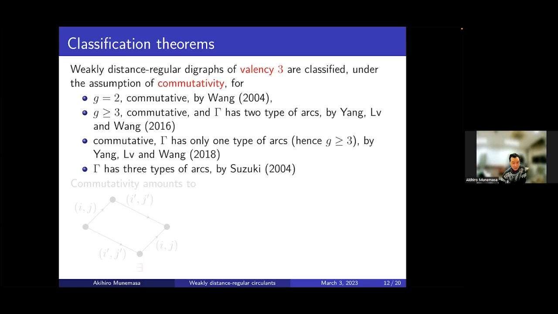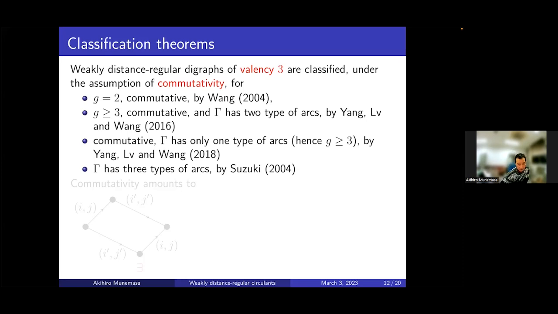Under this assumption, the weakly distance regular digraphs have been classified for valency 3 in 3 or 4 cases. When the girth is 2, by Kaishu Wang. When the girth is 3, commutative, and gamma has 2 types of arc, by Yang, Lu, and Wang. And again commutative, but only 1 type of arcs, by the same authors. And Suzuki also classified the case where gamma has 3 types of arcs. Well, it has valency 3, so you can't have more than 3 types of arcs.